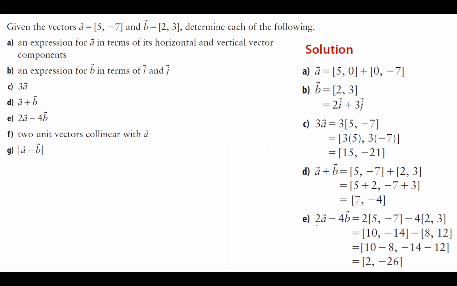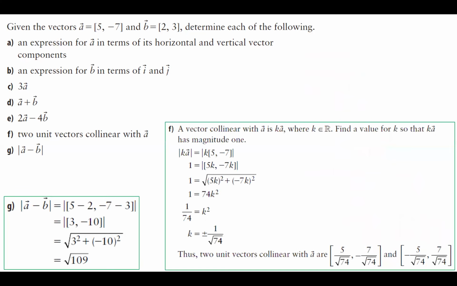Okay, next one is actually a linear combination of A and B, right? So 2A minus 4B. First of all, find 2A, which is (10, -14). Next, find 4B, which is (8, 12). Then calculate the difference, which gives us 2. That's the first component. -26 is the second component. Any questions? Okay, then next.